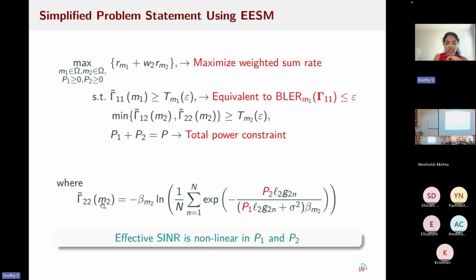Here, we note that the SINR of user 2, using the EESM equation, we write like this. Here we can see that the effective SINR of user 2 is nonlinear in powers P1 and P2. So how to solve this problem? For that, as I have already told, this is combinatorial in nature. So what we do is that we take one modulation encoding scheme pair, for a given M1, M2. We will check whether there exists a feasible power allocation P1 and P2 that satisfies these constraints.